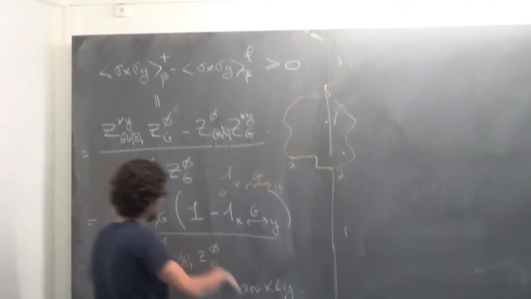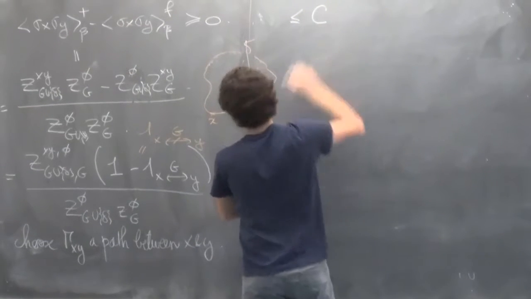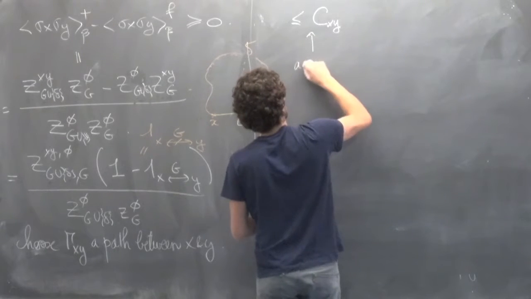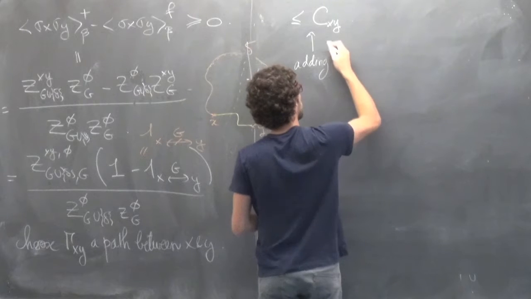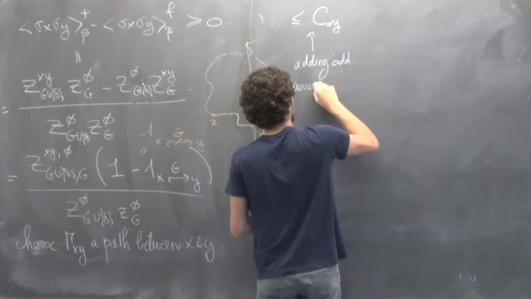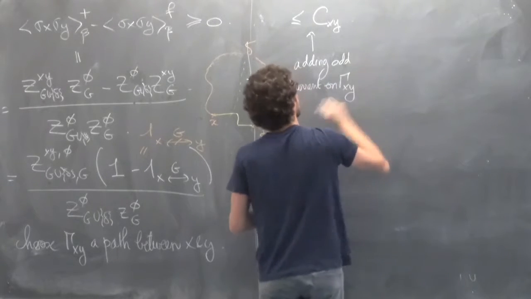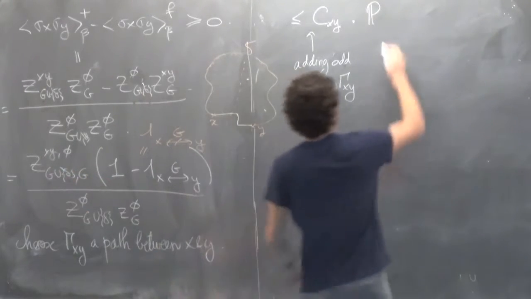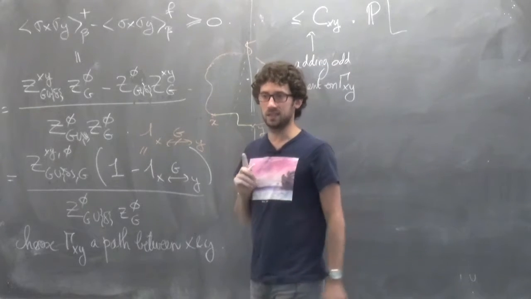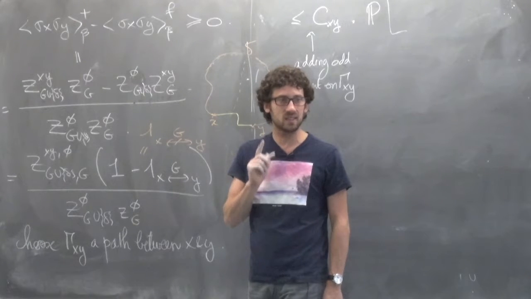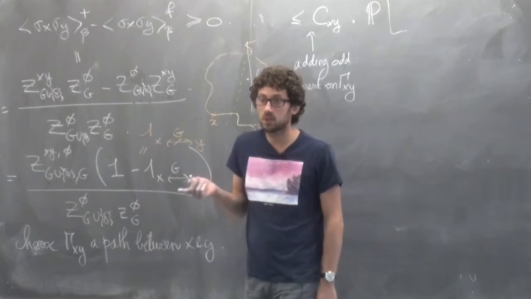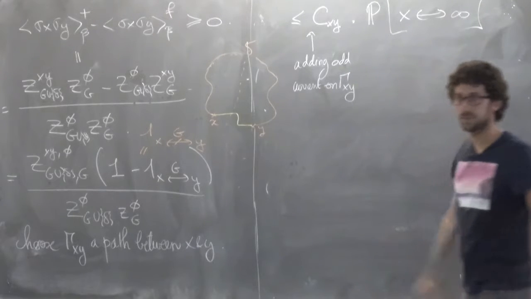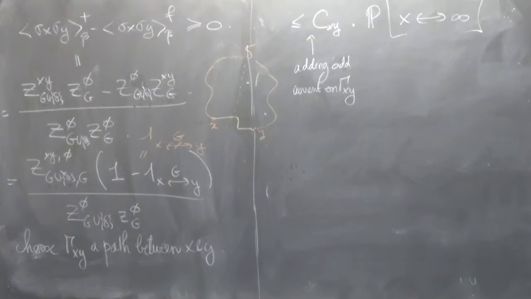So that means that this thing is smaller or equal to a certain constant depending on x and y, by adding odd current on γ_{xy}, times the probability, now it's really a sourceless current here and a sourceless current there. Now x and y are connected, but the important thing I'm going to keep in mind is that x is still connected to infinity, because it was already before, so I only add edges. So here I'm going to put x connected to infinity. But this, by definition, is zero.